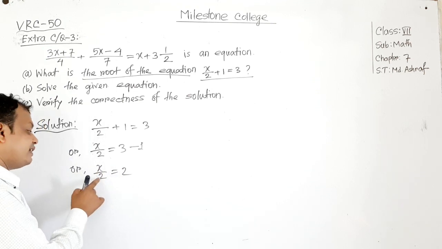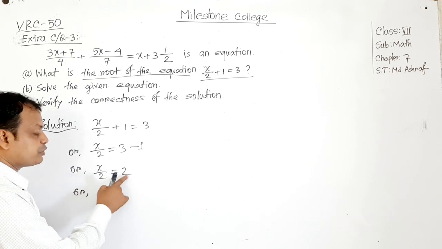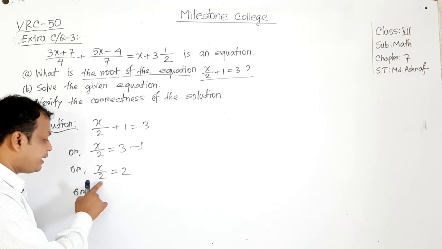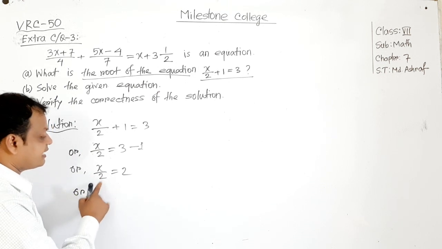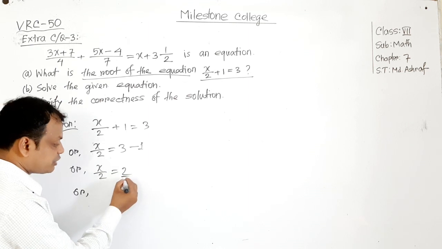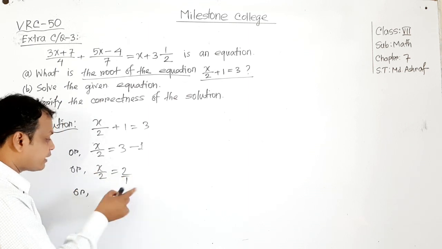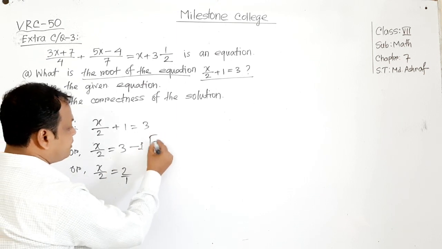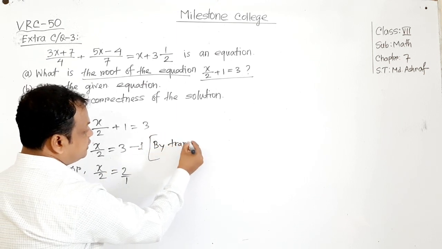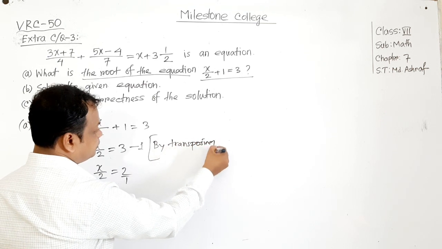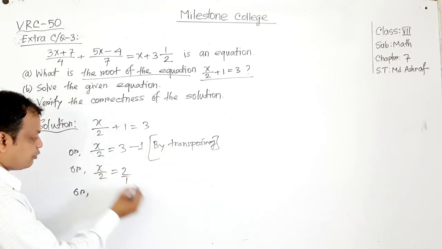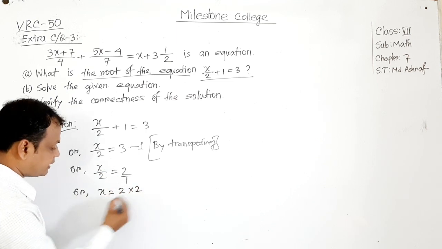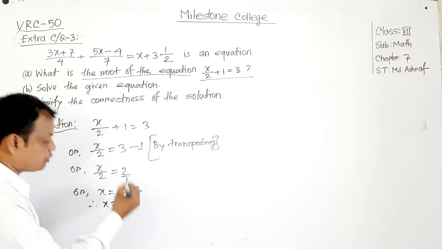Now here we have x by 2 equals 2. We need the value of positive x. So if we want to change its side, we can do cross multiplication. Think that the denominator here is 1. So we can write the side note, by transposing. Now we do the cross multiplication: x and 1 will be x, and 2 multiplied by 2. Therefore x equals 4.